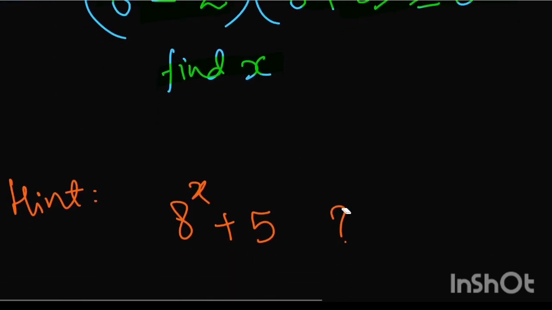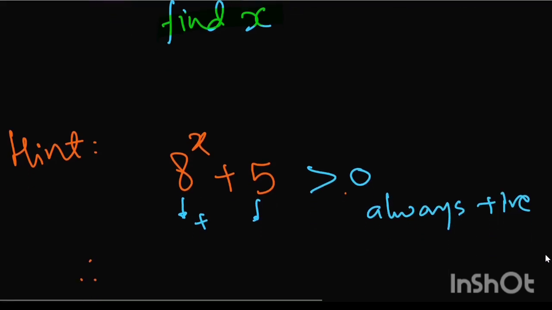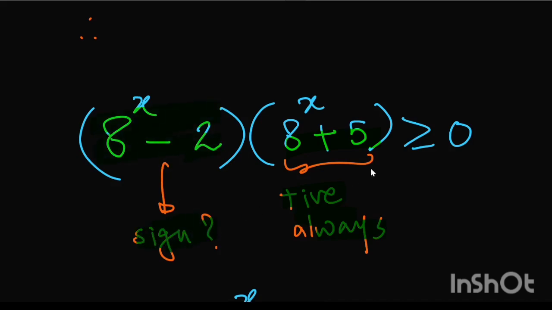In the previous examples, we have seen a similar example. So we know that 8 to the power x is positive. This is positive always, irrespective of x. So this factor is always positive. So what about the sign of this, so that the product of these two gives greater than or equal to 0, or positive?